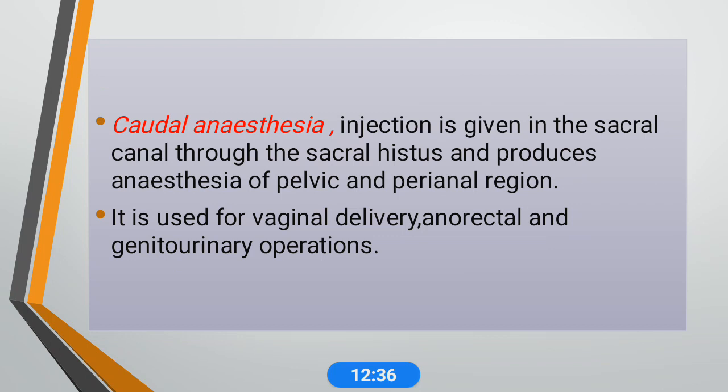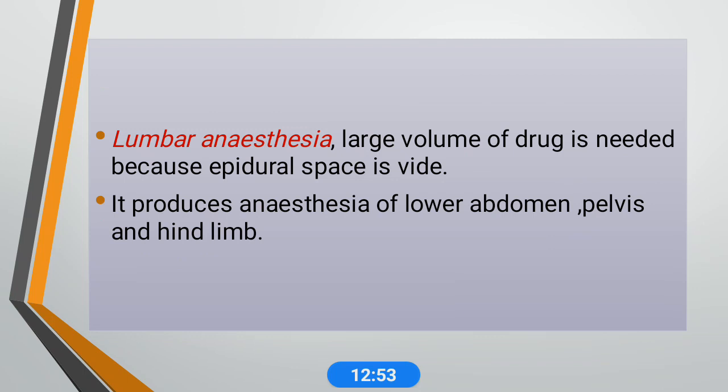Caudal injection anesthesia: here the injection is given in the sacral canal through the sacral hiatus and produces anesthesia of the pelvic and perineal region. It is mainly used for vaginal delivery, anorectal and genitourinary operations. Lumbar anesthesia: here a large volume of drug is needed because the epidural space is wide. It produces anesthesia of the lower abdomen, pelvis and hind limb.